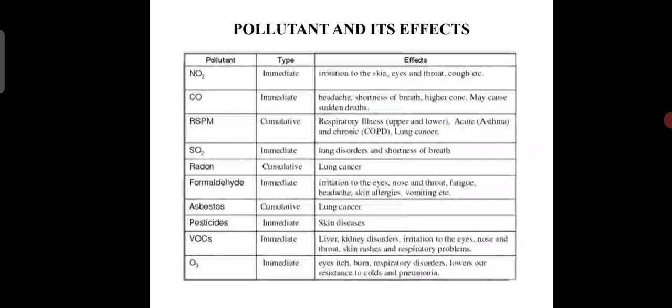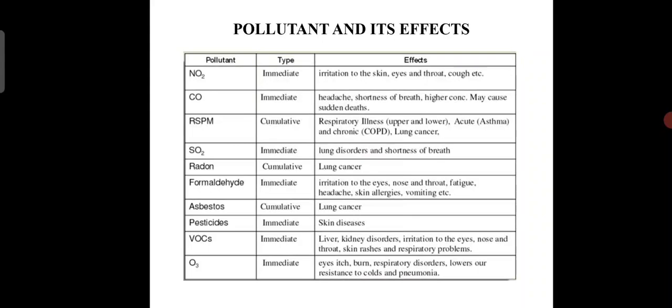So these different types of pollutants cause different effects in the occupants, if they exceed the maximum limit. Nitrogen oxide causes irritation to the skin, eyes, throat, cough, etc. Carbon monoxide causes headache, shortness of breath, and at higher concentration, may cause sudden death. RSPM, so respirable particulate matter, causes respiratory illness. Acute exposure to this causes asthma, and chronic exposure causes COPD or lung cancer.